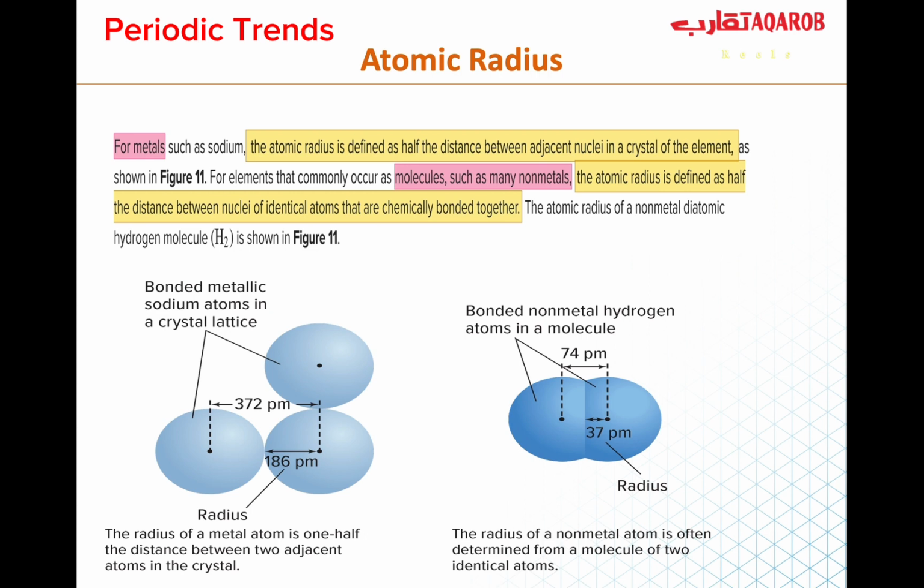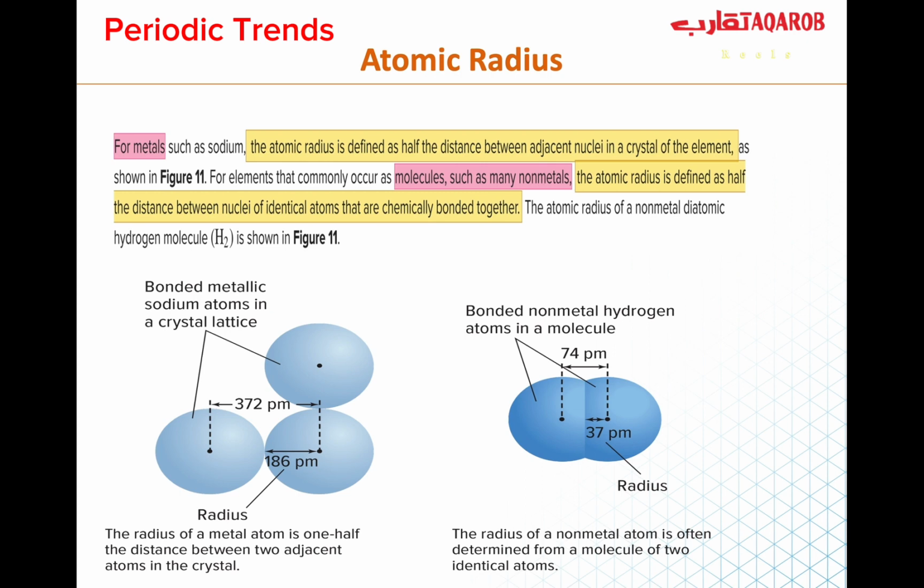So, for metals, how can we define the atomic radius? It's half the distance between adjacent nuclei in a crystal of the element. For elements that commonly occur as molecules, such as many non-metals, the atomic radius is defined as half the distance between nuclei of identical atoms that are chemically bonded together. The atomic radius of a non-metal diatomic hydrogen molecule, H2, is shown in figure 11.